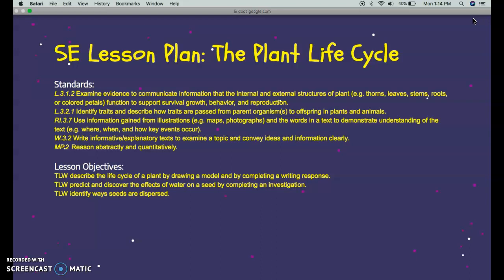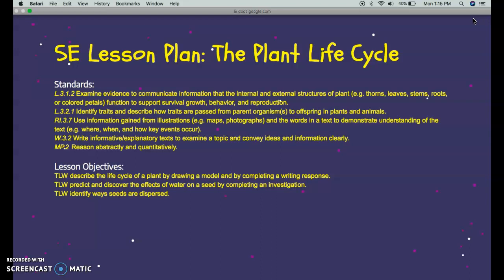L3.2.1, identify traits and describe how traits are passed from parent organisms to offspring in plants and animals. Then in literacy, RI, so reading informational text 3.7, use information gained from illustrations, such as maps and photographs, and the words in the text to demonstrate understanding of the text, where, when, and how key events occur. And then a writing standard would be 3.2, write informative, explanatory text to examine a topic and convey ideas and information clearly. There's also a mathematical practice in this, and that would be reason abstractly and quantitatively.